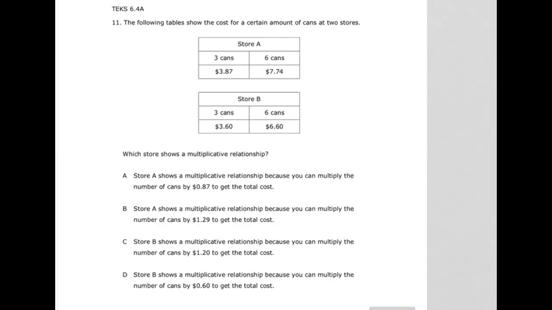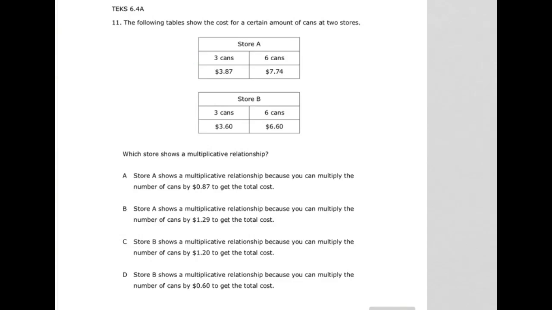So, if I look at store A, if I look down from 3 cans to $3.87, if I take 3 cans and multiply it by $1.29, it's saying that I should get $3.87. Well, actually, let me erase. I'm going to start with answer choice A and work my way down.